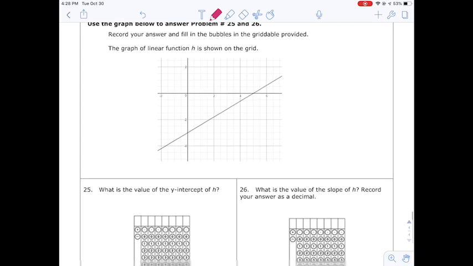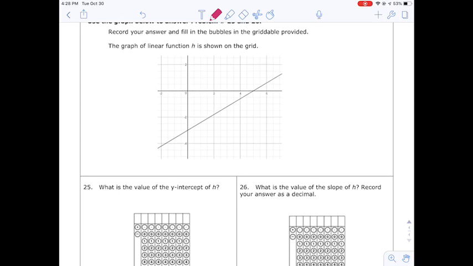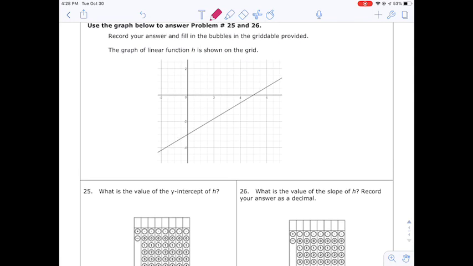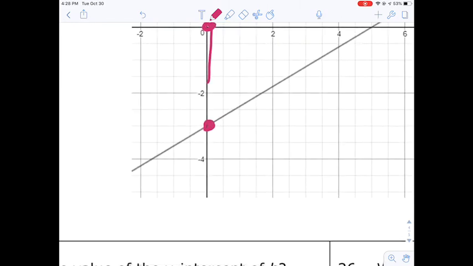Then for the last 2 problems, they asked me to use this grid. The linear function h is shown. Record my answer, fill in the bubbles. So the value of the y-intercept. Here's my 0, 0. So this is my y-axis going up and down. This crosses the y-axis right here.